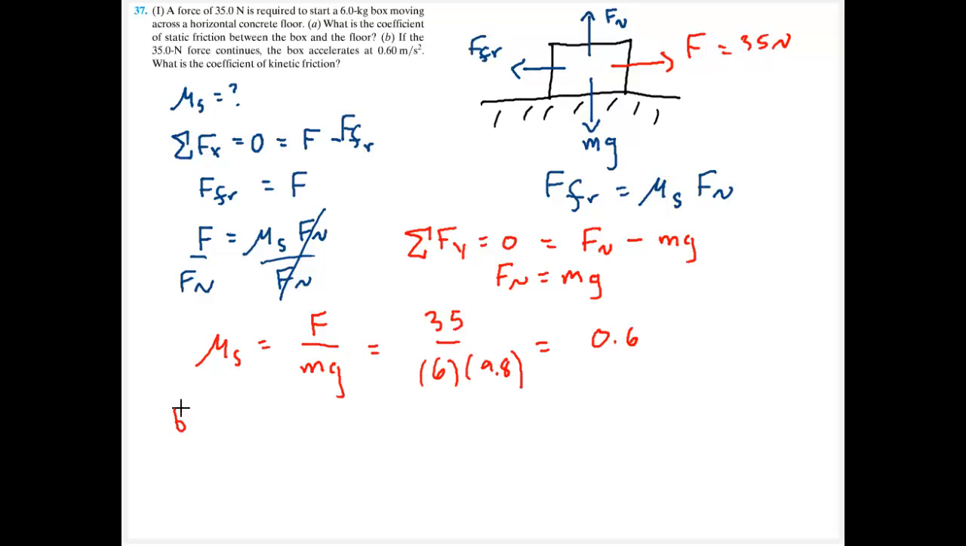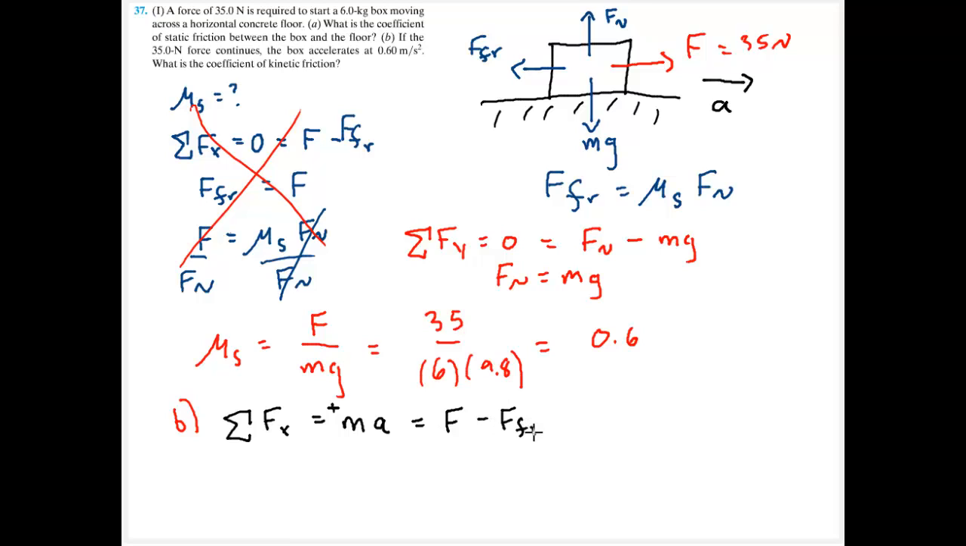Now for part B, it says, well, this guy is going to now start accelerating, so I can't write sum of forces in the x is equal to 0 as I did before. Now I know there's going to be some acceleration going on, and the acceleration is going to be in the direction that I have applied my force. Still, I write Newton's second law. Sum of forces, this is going to be in the x direction. It's going to be equal to mass times acceleration. Acceleration is in the positive x direction, so I make sure I indicate this as positive. My force is in the positive direction, so I'm going to have force, and friction is going to oppose this guy.